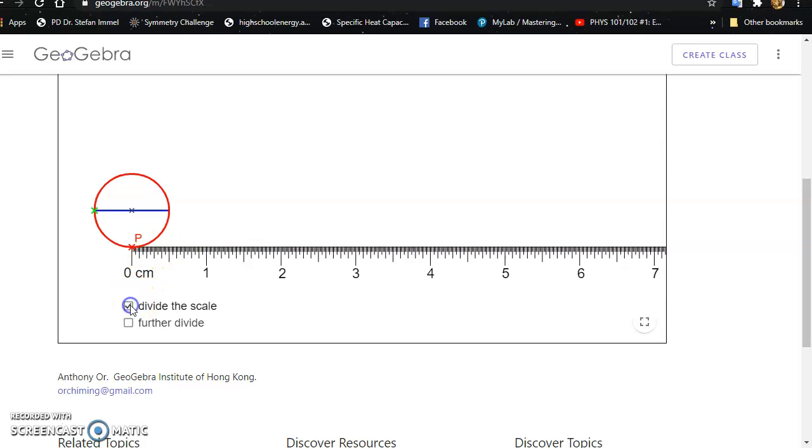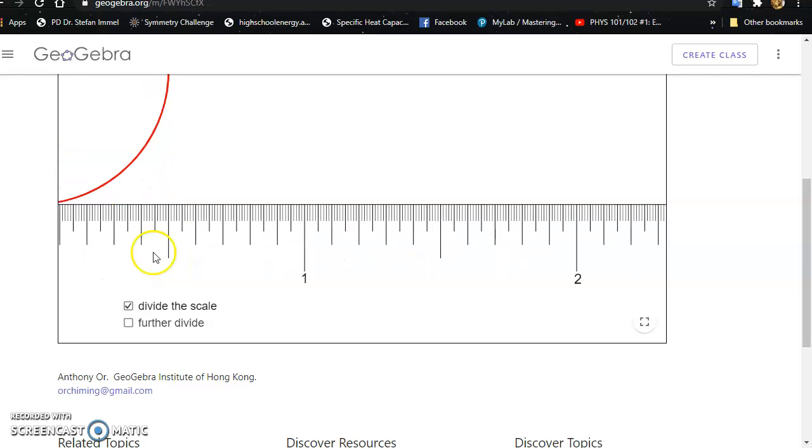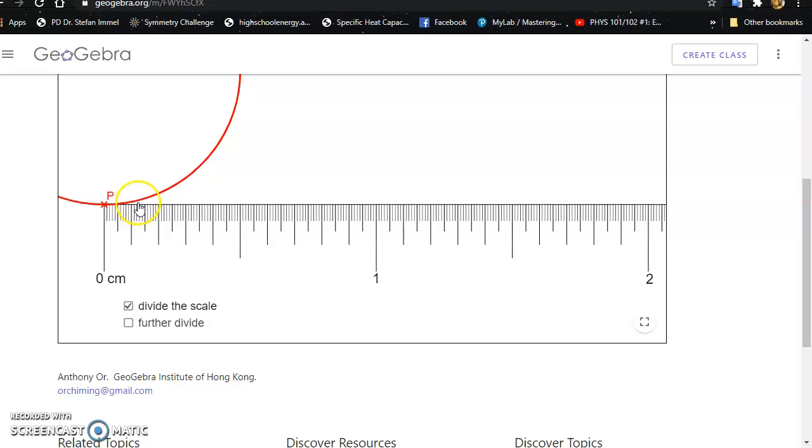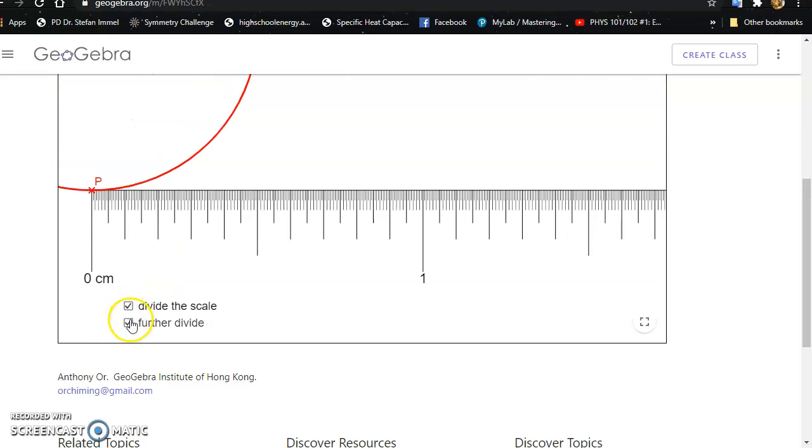However, we could divide the scale further, and if I do that and I zoom in, I can actually see this will go further than a millimeter. This will go down to a tenth of a millimeter or a hundredth of a centimeter. So using this, you could further divide the scale also and continue to zoom in, but I'm just going to leave it as a tenth of a millimeter.